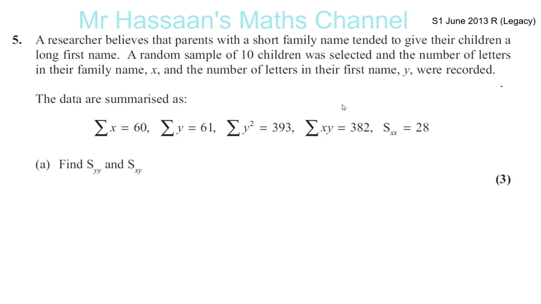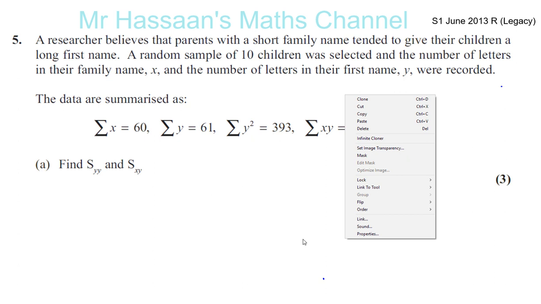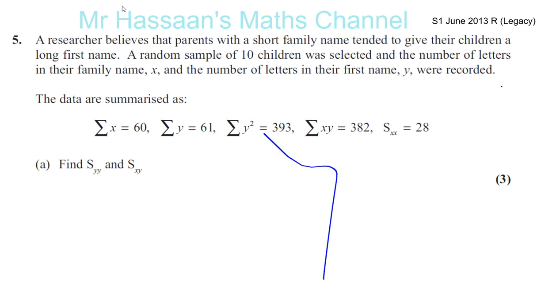Okay, the data are summarized as follows. So this gives us an indication of the sum of all the letters in the first name from those 10 children, and the sum of all the letters in the second name from those 10 children. And these are the sum of the squares of the numbers in the first name, and so on and so forth. So these are some of the items that we're going to use in our answer.